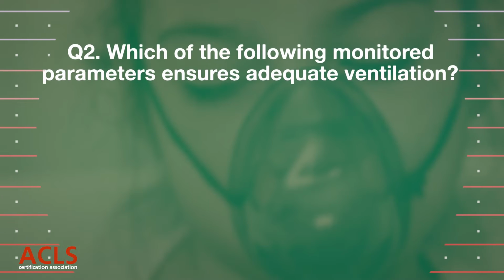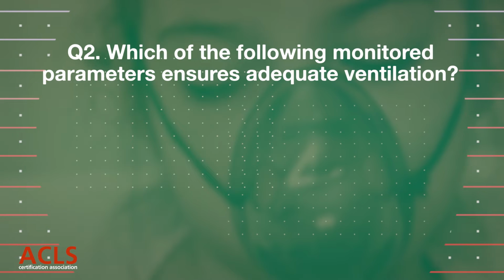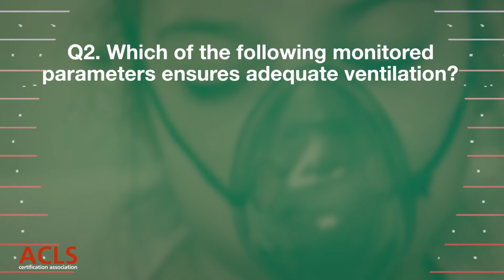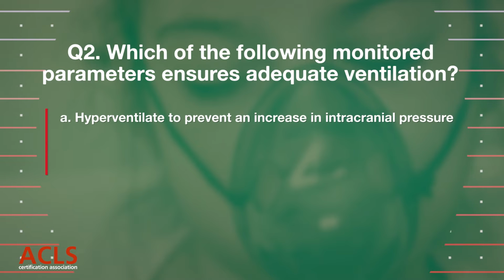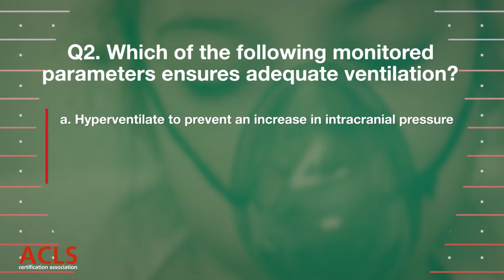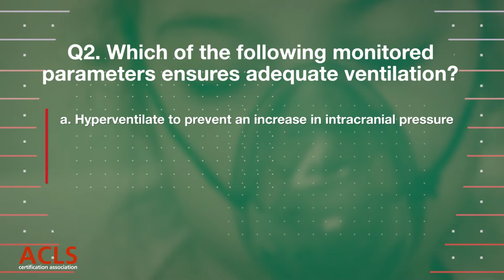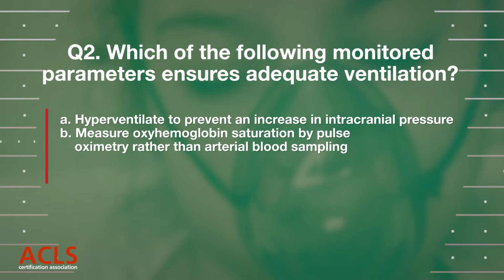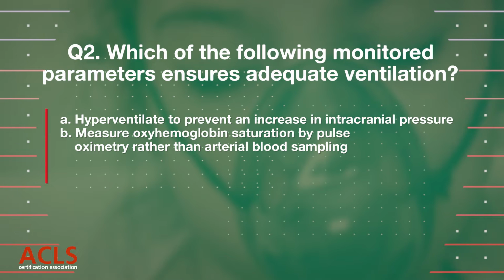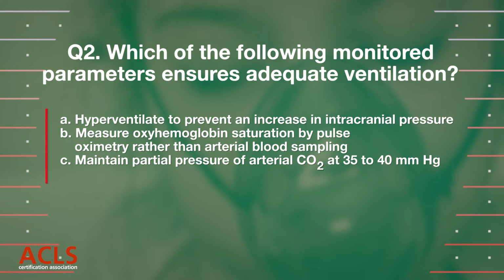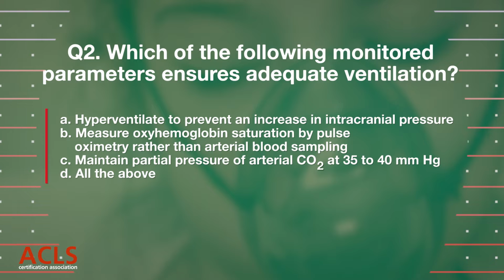2. Which of the following monitored parameters ensures adequate ventilation? A. Hyperventilate the patient to prevent an increase in intracranial pressure. B. Measure oxyhemoglobin saturation by pulse oximetry rather than arterial blood sampling. C. Maintain partial pressure of CO2 at 35 to 40 millimeters of mercury. D. All of the above.